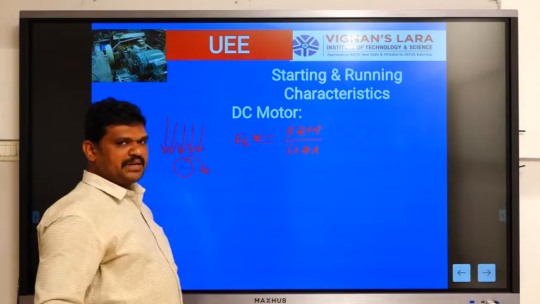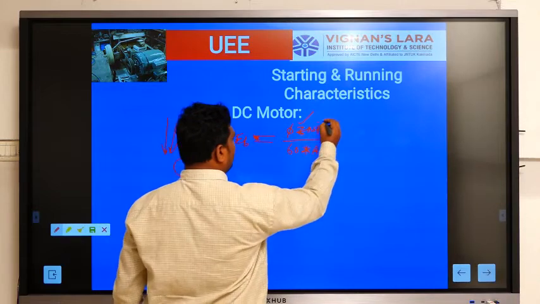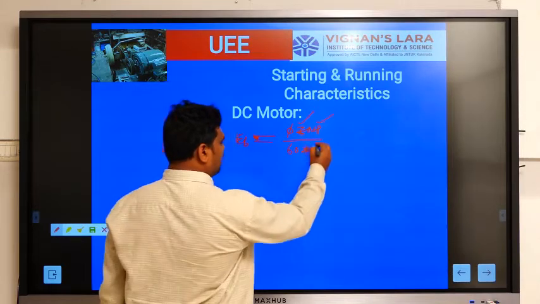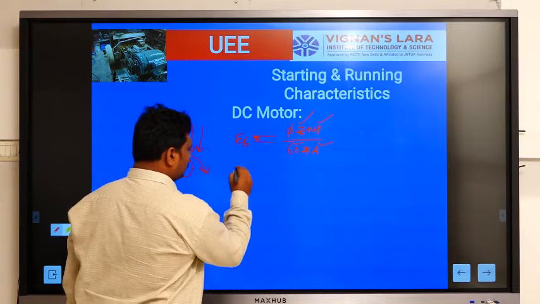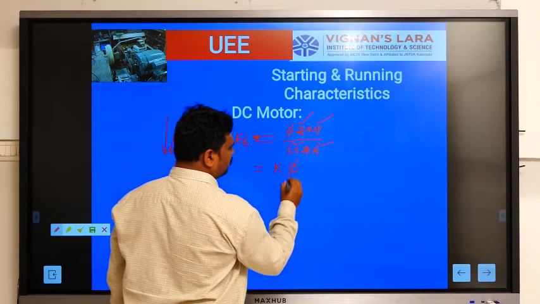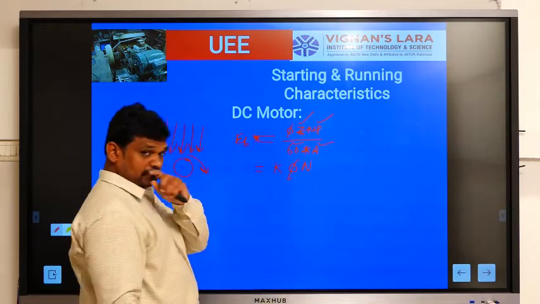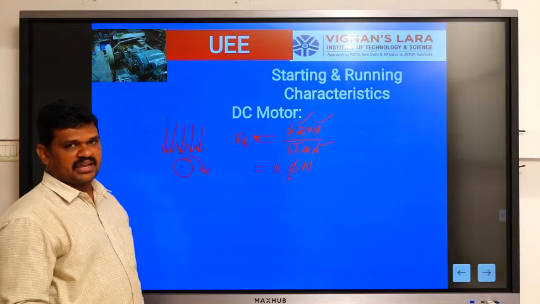Once the machine is fabricated, the number of conductors is constant, the number of poles is constant, the number of parallel paths is constant, and 60 is also constant. So the induced EMF E is equal to some constant K into phi into speed n. Phi is the magnetic flux per pole.